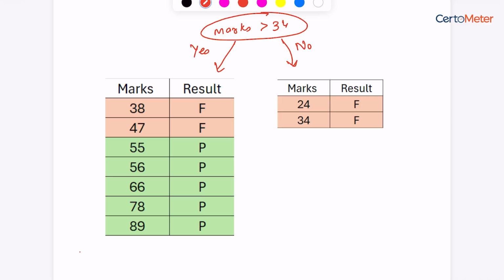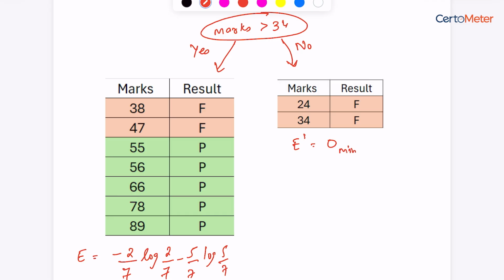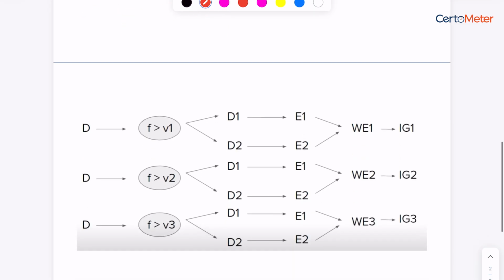So if I have to calculate the entropy for this, it will be equal to minus 2 divided by 7 log of 2 by 7 minus 5 by 7 log of 5 by 7. Similarly, I will be calculating the entropy for the second data set that I received. What would it be equal to? It would be equal to 0 because both my data points belong to the same class. So entropy is going to be at its minimum value, that is 0. So this is going to happen for all the values.